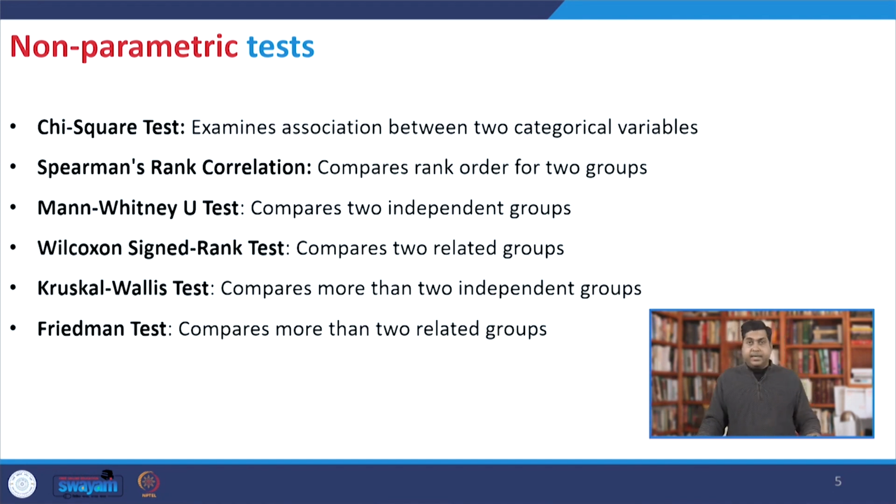Now here are some examples and what they do. I have tried to summarize it in this particular slide. So chi-square test is a non-parametric test which examines the association between two categorical variables.